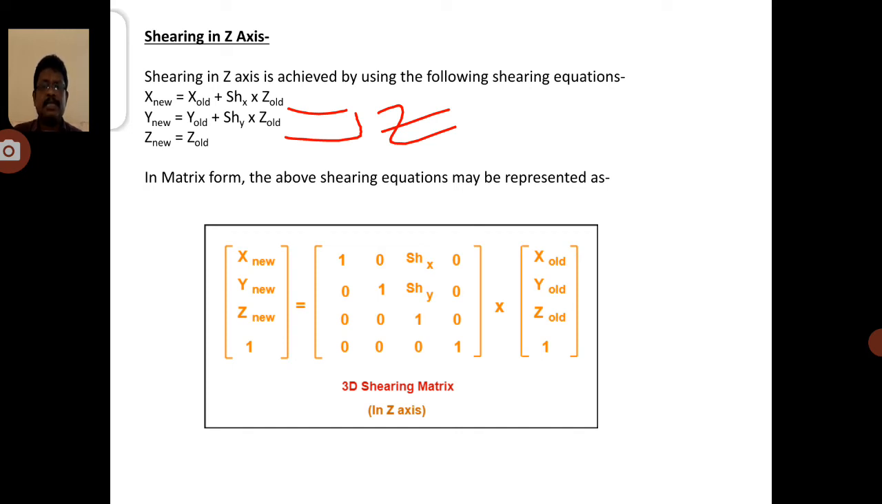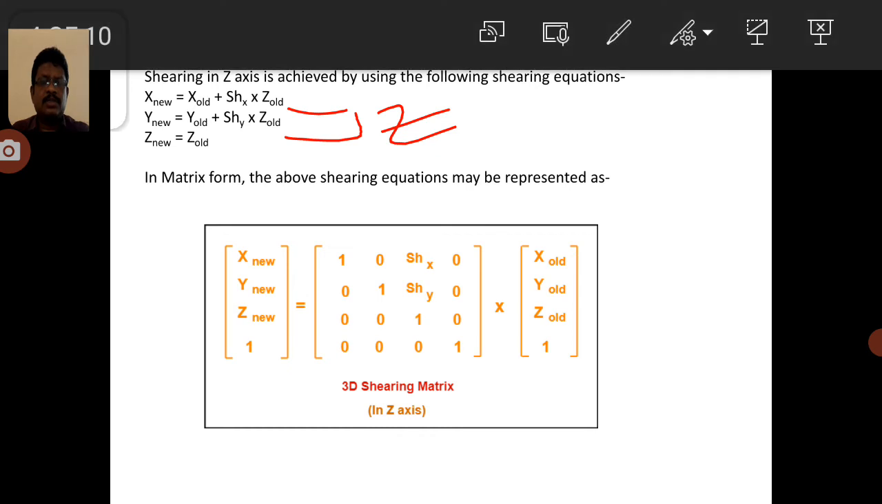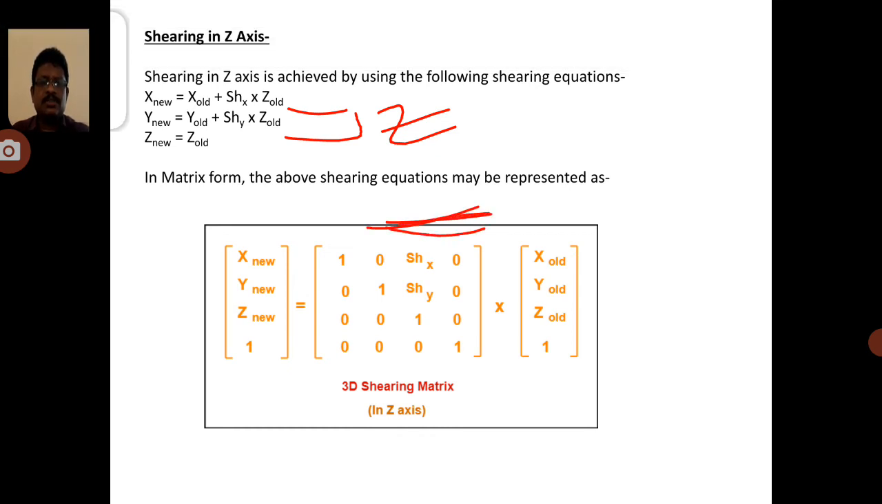But there is no direct impact on the z value because of the shearing along the z axis. Similarly, we can write the 3D shearing matrix. Here you can observe that in this matrix there is no z value, because of the shearing on the z axis. So we only have to consider shx and shy.